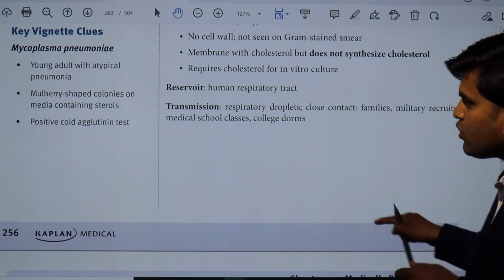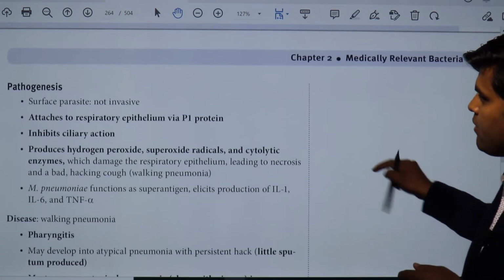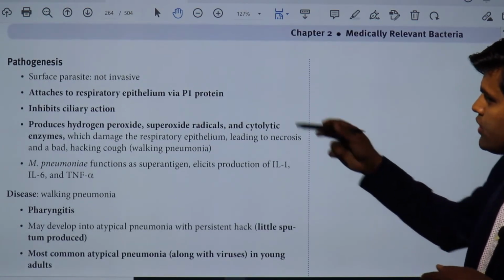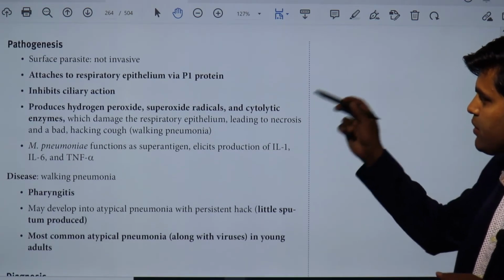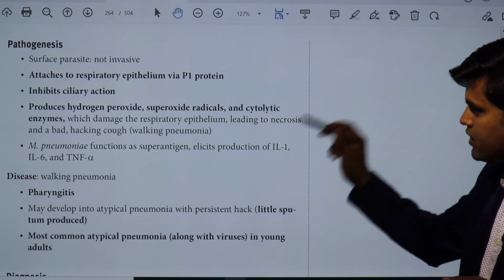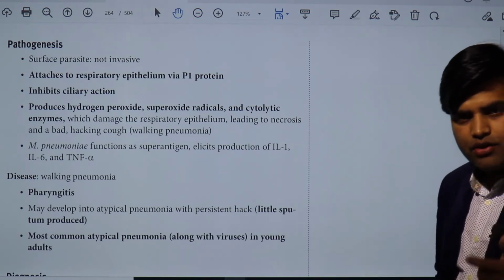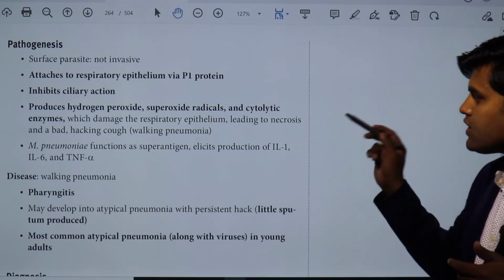This is known as the positive cold agglutination test. Pathogenesis: it is a surface parasite, not invasive, attached to the respiratory epithelium via the P1 protein. It inhibits the ciliary action and produces hydrogen peroxide, superoxide radical, and cytolytic enzyme.